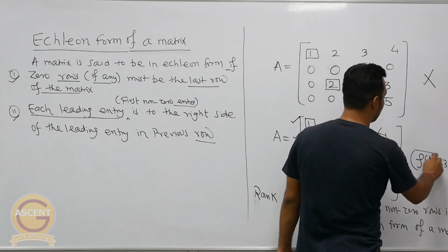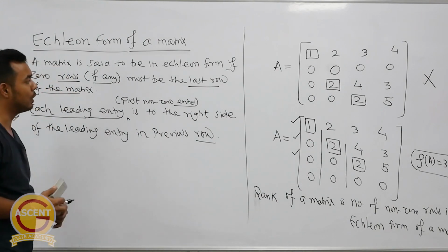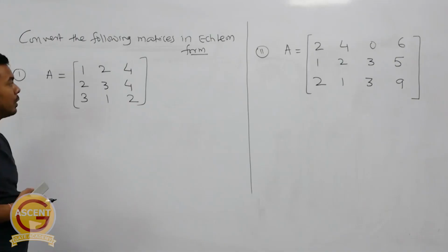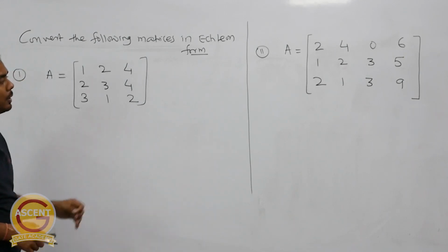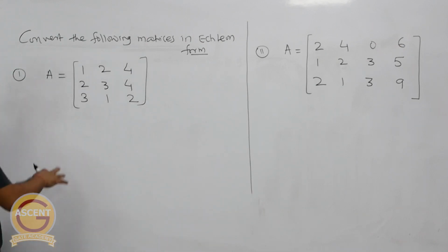We have 3 non-zero rows, and therefore the rank of this matrix will be 3. So after this we'll learn how to convert any matrix in echelon form and how to find rank of those matrices. Okay, so now with the help of these two examples we are going to see how to convert any matrix in echelon form and then how to find the rank of those matrices.